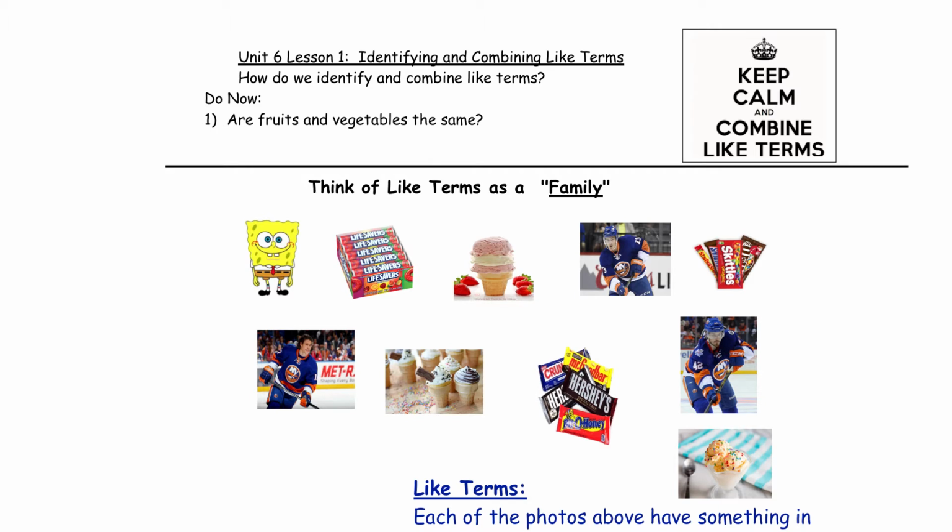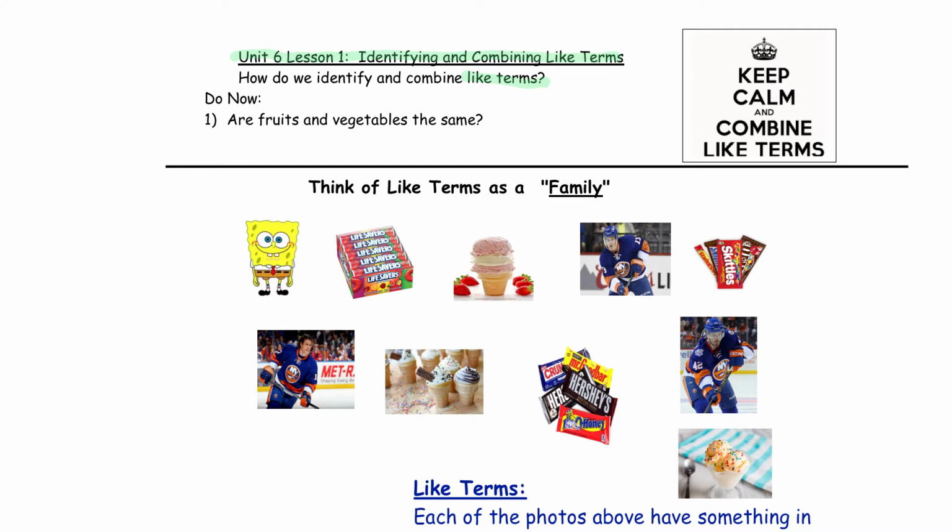Unit 6, Lesson 1, Identifying and Combining Like Terms. How do we identify and combine like terms? Well, that's the first thing we're going to be looking at. In this unit, Unit 6, there's going to be a lot of vocabulary. In some of the other units, we've already covered some of the vocabulary that's actually in this unit, so some of them should look familiar. Let's get started with the do now.